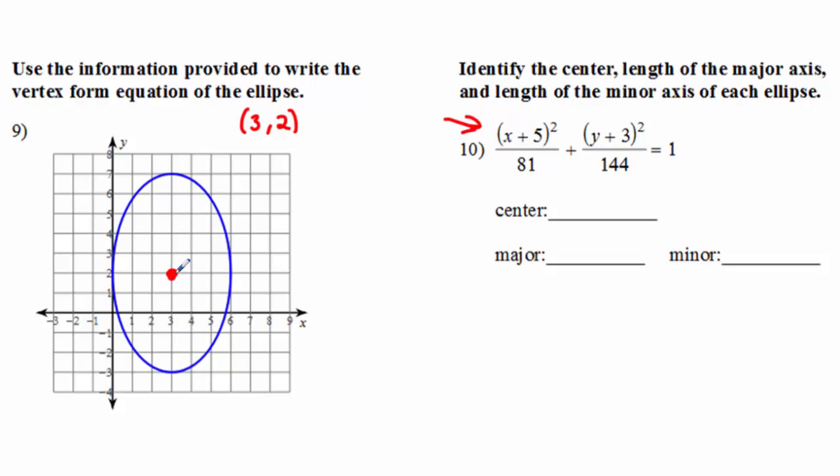Then we need to know how much I'm going left and right, which is 3, and how much I'm going up and down, which is 5. Those are the numbers that we're going to square and put on the bottom of our fractions. So this is going to be (x - 3)² over how much we went left and right, which was 3², plus (y - 2)² over how much I went up and down. So 5 squared is 25, and then it equals 1.